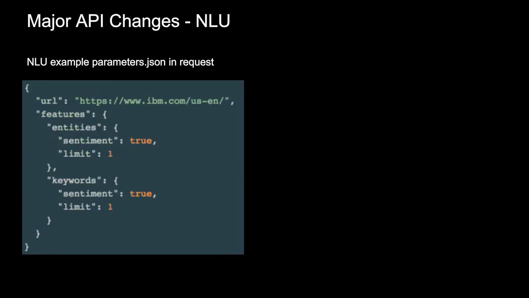This is the JSON structure which can be passed in the request itself. It's much cleaner and easier to read, versus key values in the request itself. In this example, you're basically requesting entities with targeted sentiments set to true, and one entity only in the response, and the same for keywords.